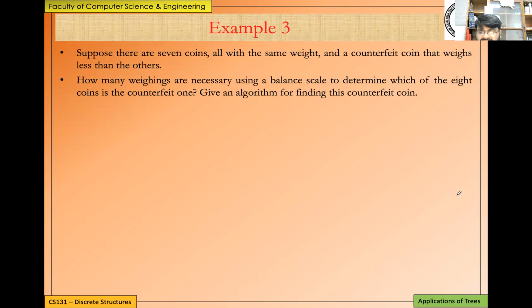Another way could be, and that's a slightly different algorithm if I'm going to give it, is to put 4 coins together and put the other 4 coins together.